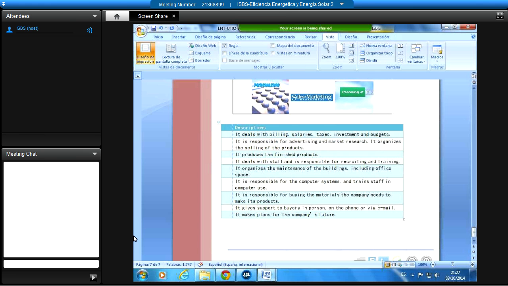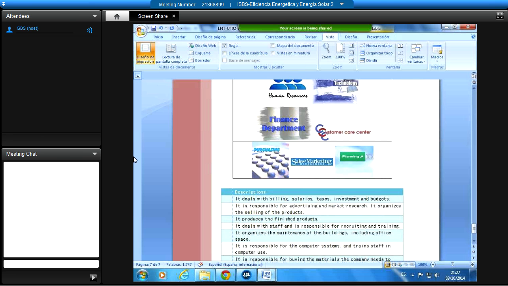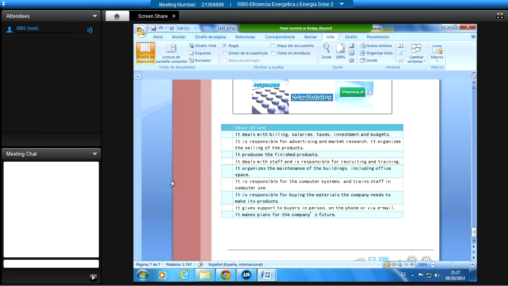So billing, facturación, salaries, taxes, taxes to the government, impuestos, investments, okay? Inversiones, budgets, presupuesto. So what's that? What department? Is the finance department, okay? So could you please continue and in a couple of minutes read the descriptions and match them to the names of the departments.